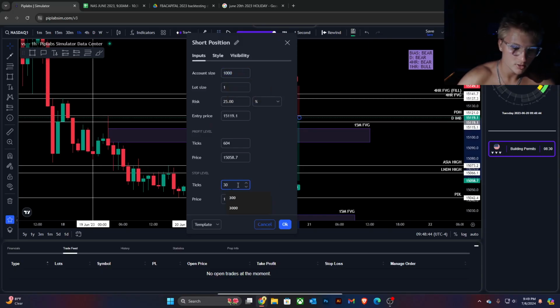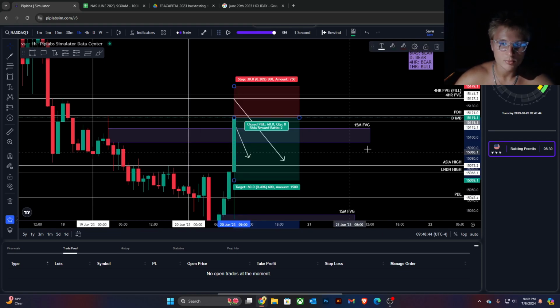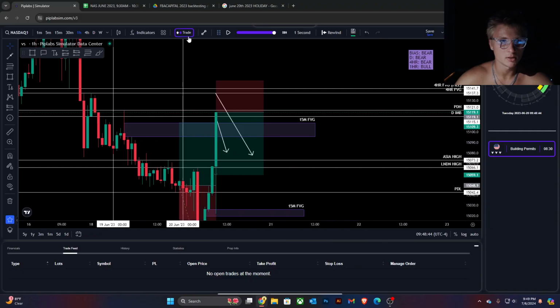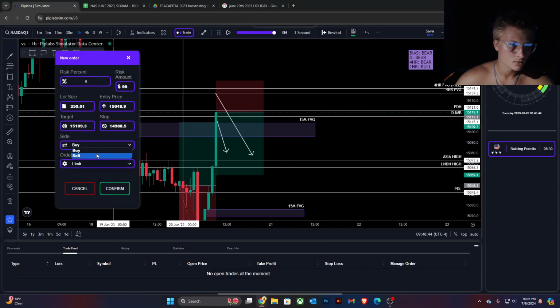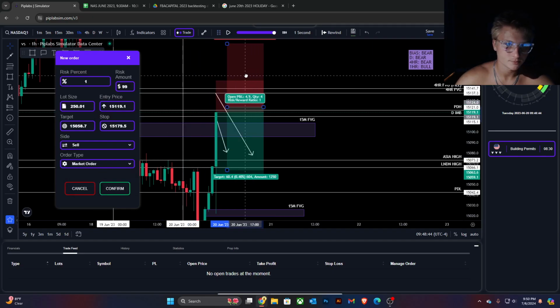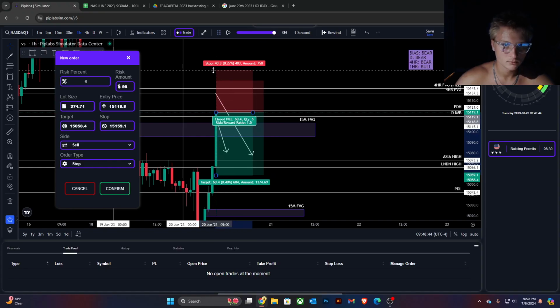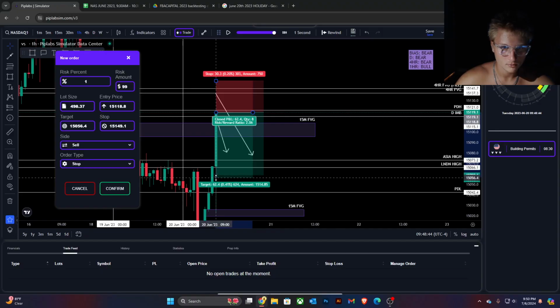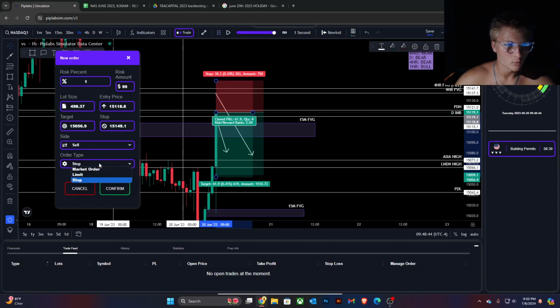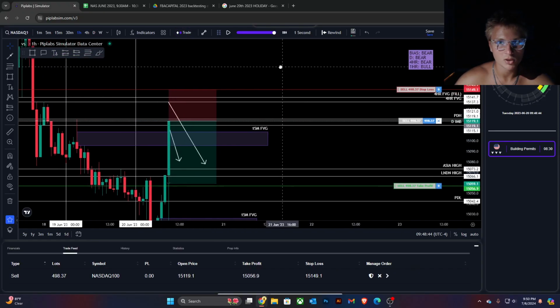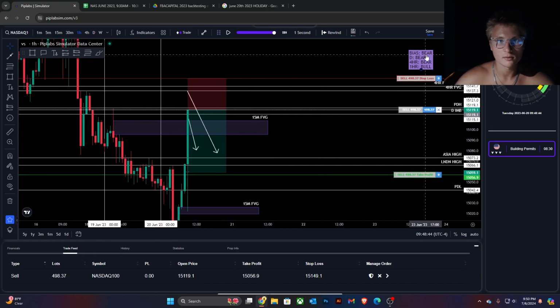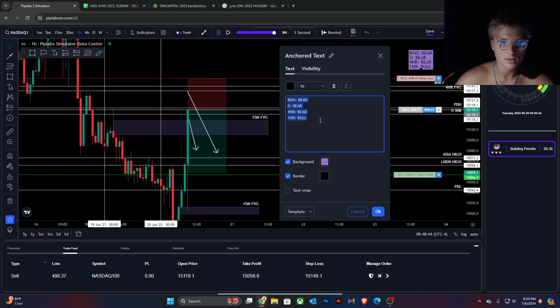We're on 30-point stops here, targeting 60 points. So we're going to input trade, sell at market. Targeting 1 to 2. Boom, market. Before we play this, let's just throw in our entry confirmations.